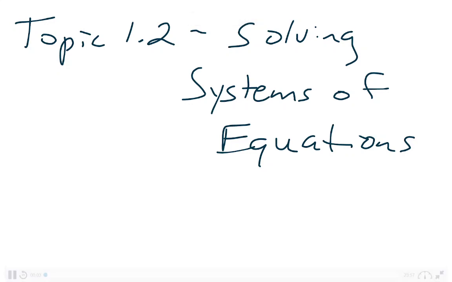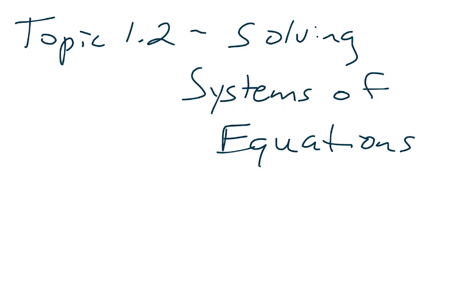Well, hello, and today we're going to continue our study on systems of equations. Remember that systems of equations involve two or more equations simultaneously. That just means that they're together at the same time. So we figured out that you can do a linear programming problem with systems of equations. What we're going to do now is more generally talk about systems, not necessarily in an application.